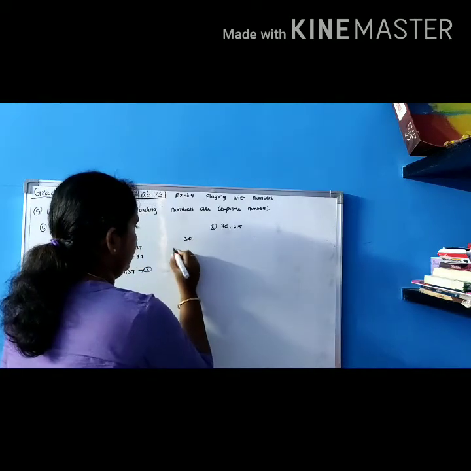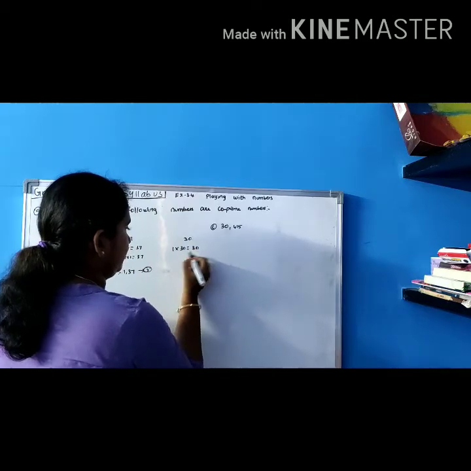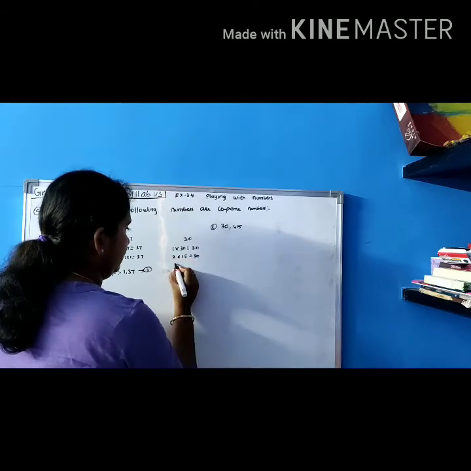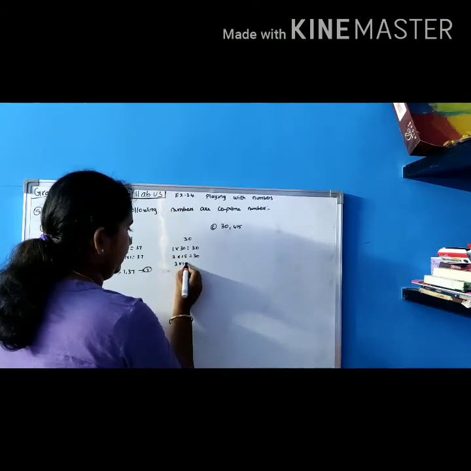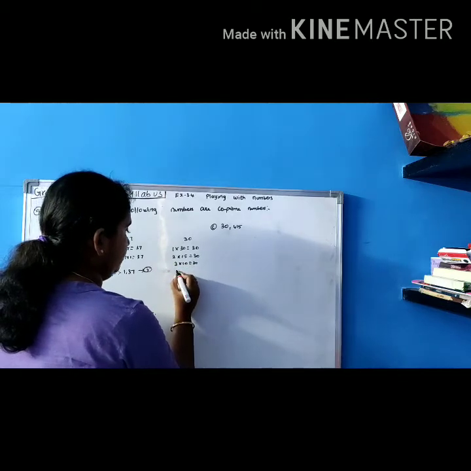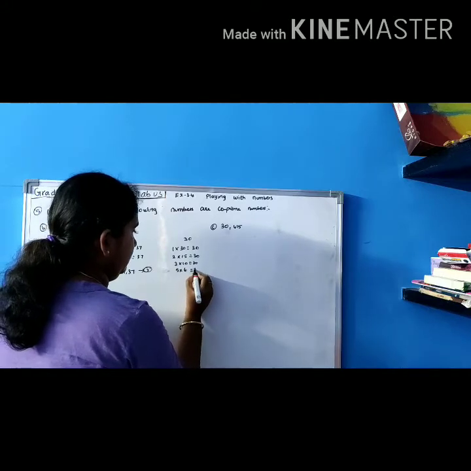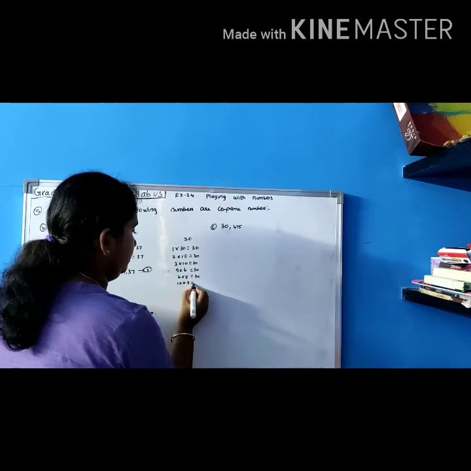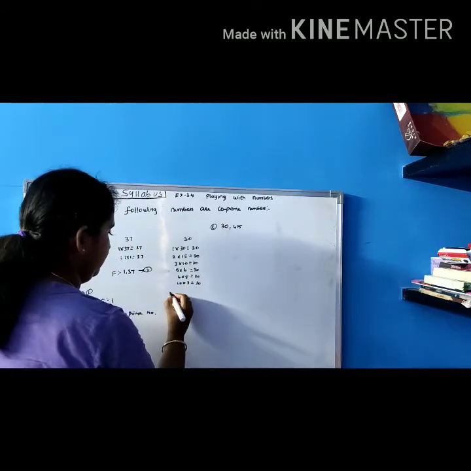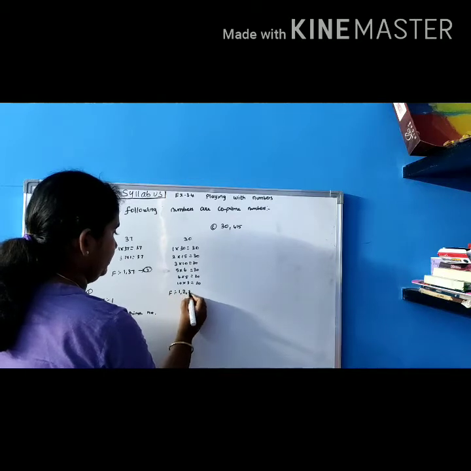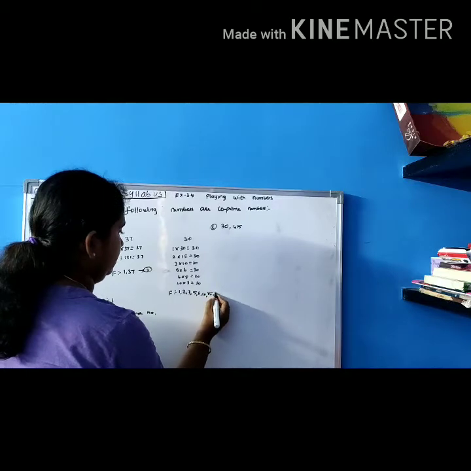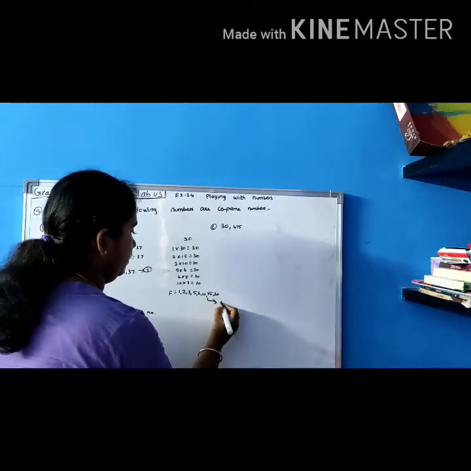30. 1 into 30 is 30. Then 2 into 15 is 30. Then 3 into 10 is 30. 4 will not come. 5 6s are 30. 6 5s are 30. 10 into 3 is 30. Okay. Now see the factors: 1, 2, 3, 5, 6, 10, 15, 30. These are the factors. Consider it to be 1.